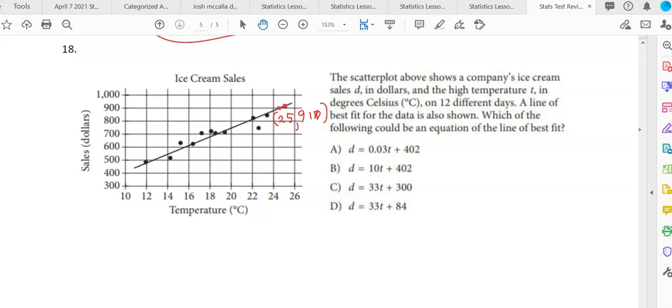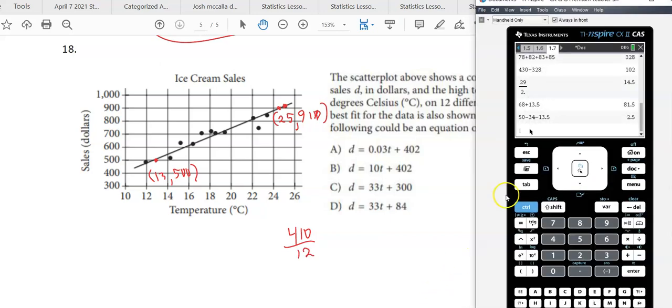And let's pick a point down here. Let's say 13, comma 500. So 910 minus 500 is 410, divided by 25 minus 13, which is 12. Let's see. 410 divided by 12, so around 34. Okay, so it's definitely one of those. It's positive.